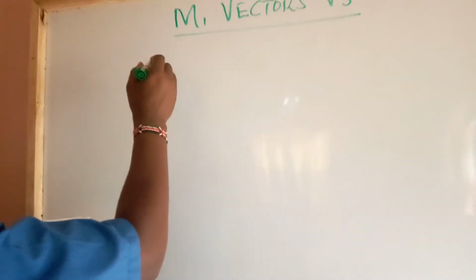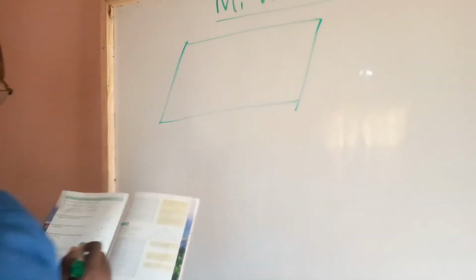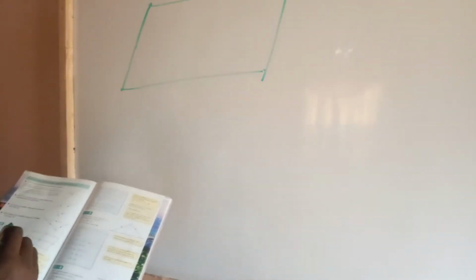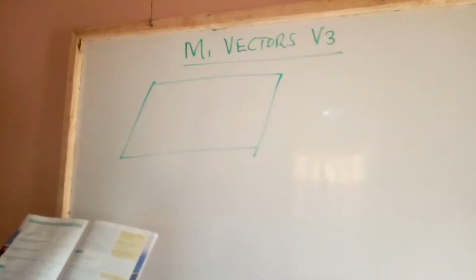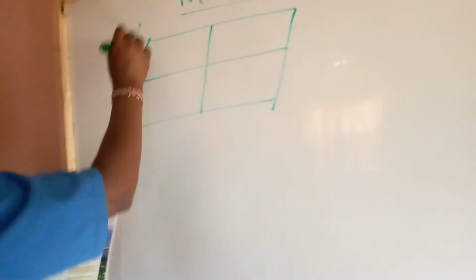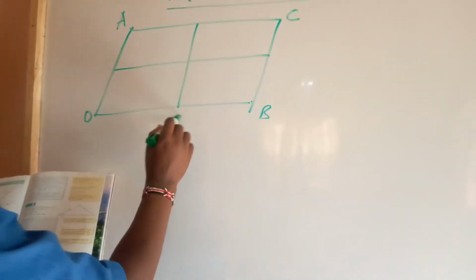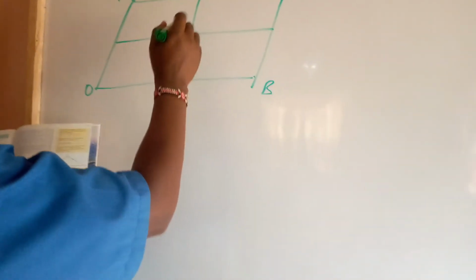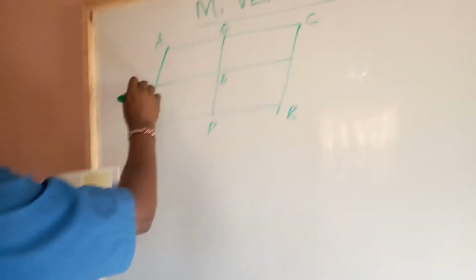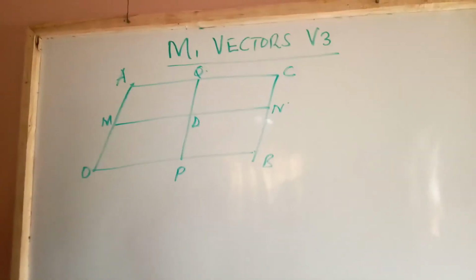OACB is a parallelogram. So we have it that way. The points P, Q, M and N are midpoints of the sides. So we have those: this is A, this is O, this is A, this is C, and this is B, and then this is P, this is D, and this is Q, and this is point M, and this is point N. They are midpoints of the sides.